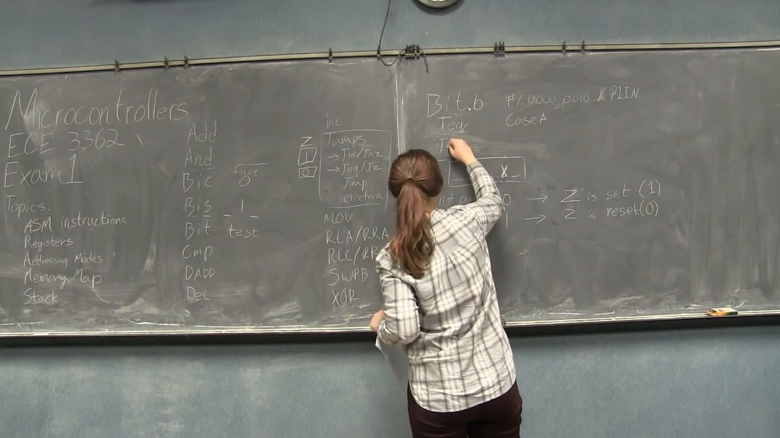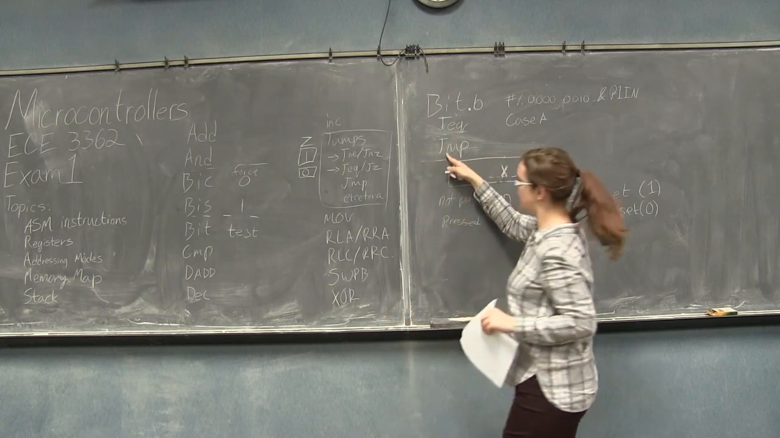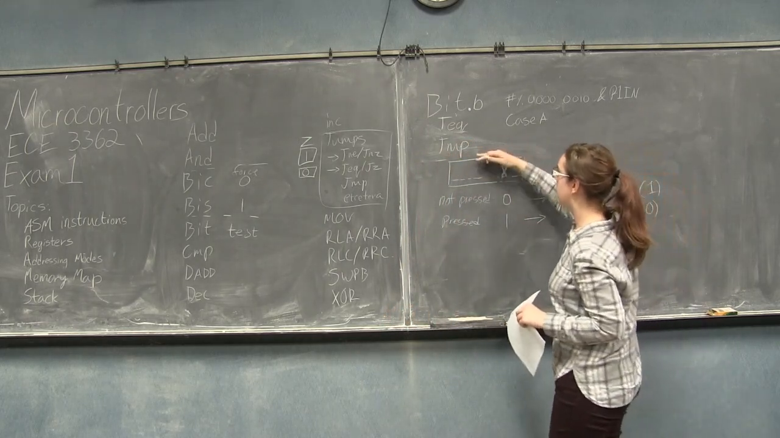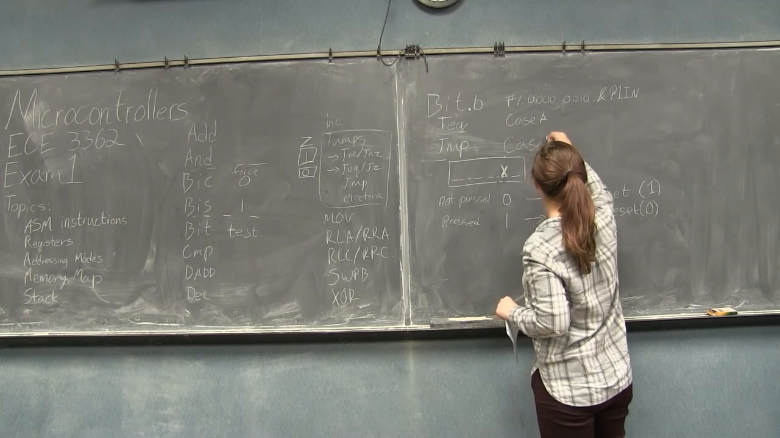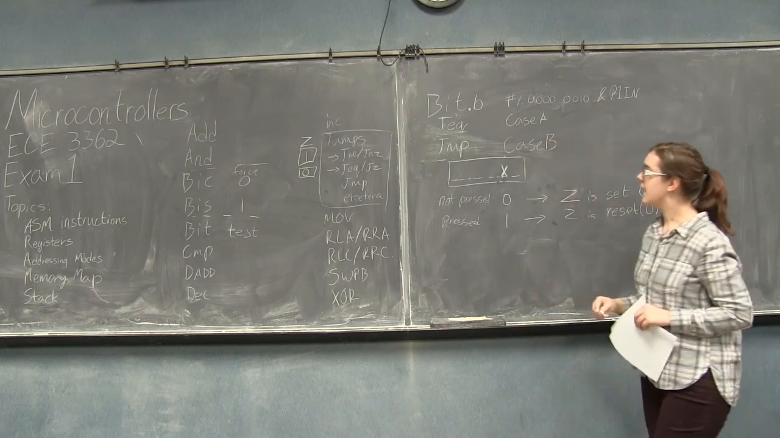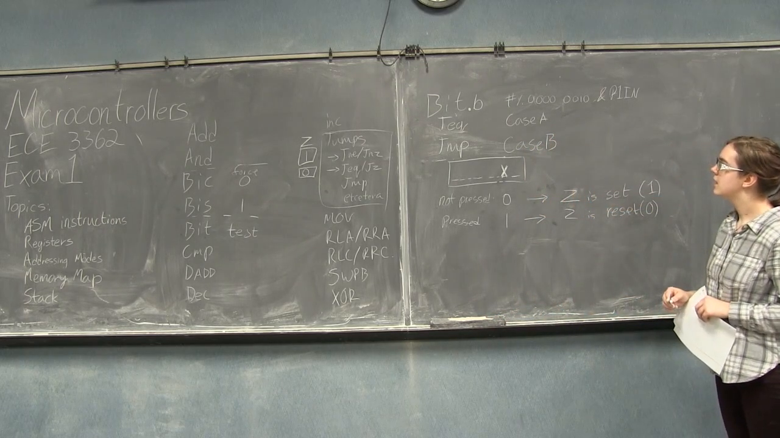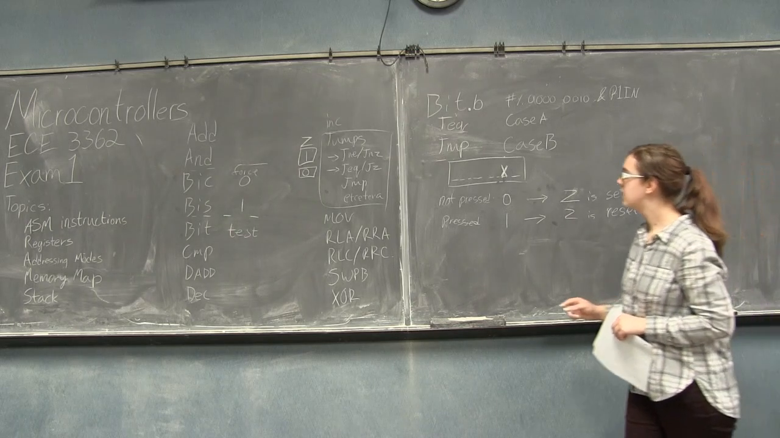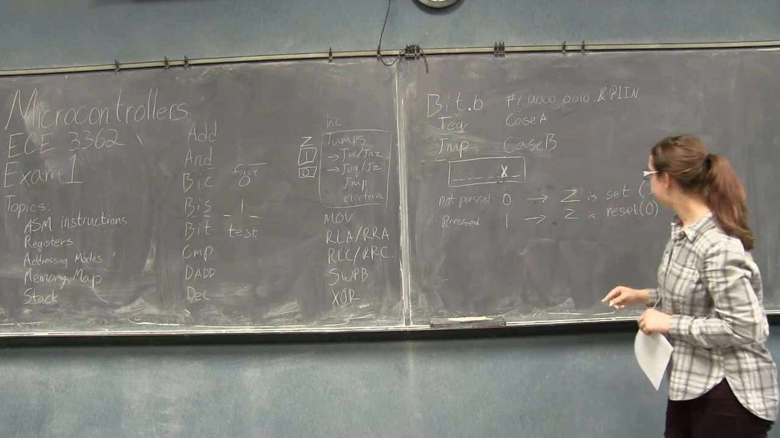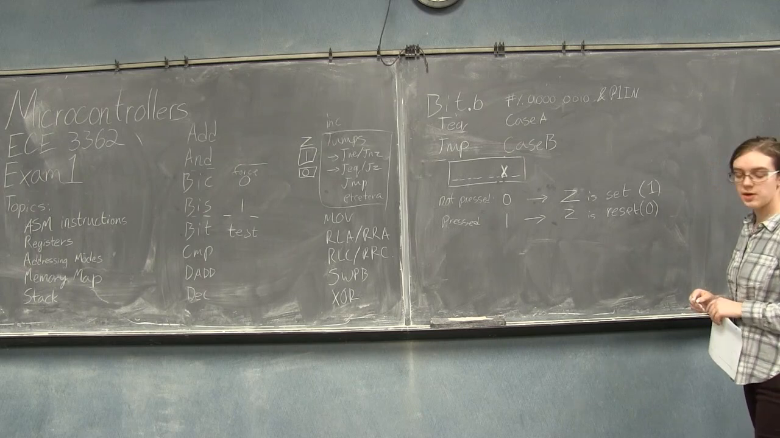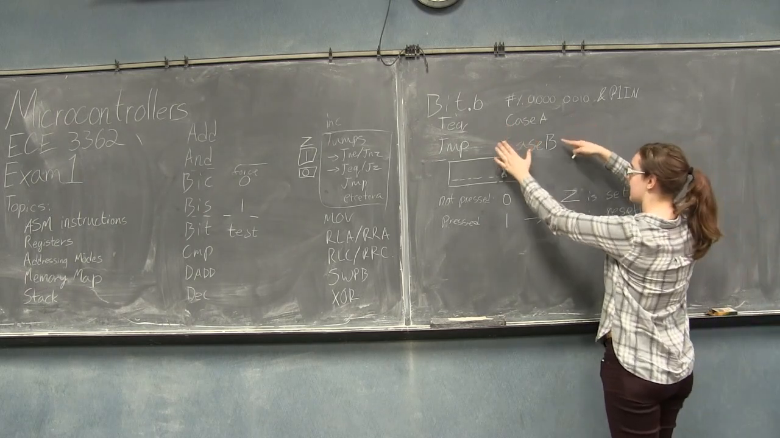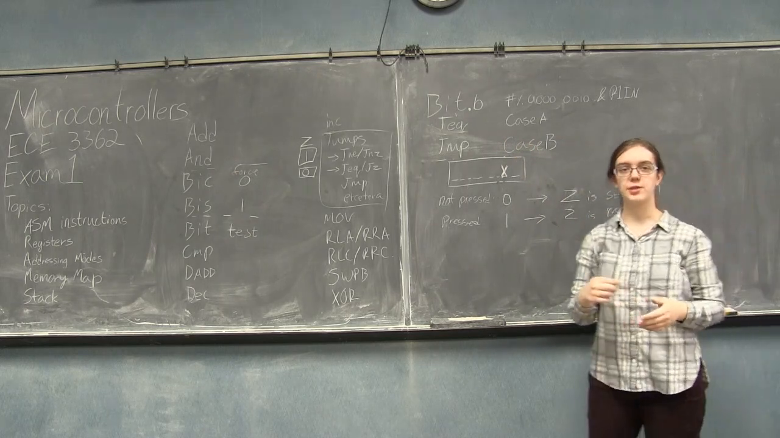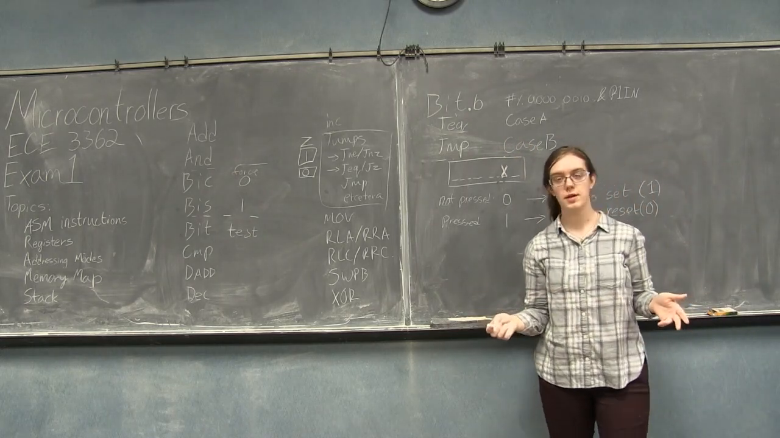And then we have JMP, an unconditional jump. Whenever you reach it, you go to that place. Case B. So, if we don't press our button, and these, case A and case B, are labels, and they will direct to another portion of your code.